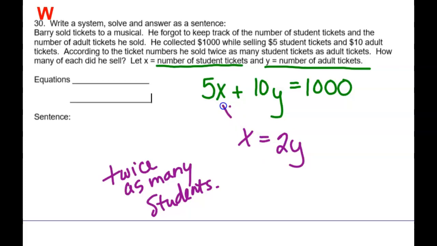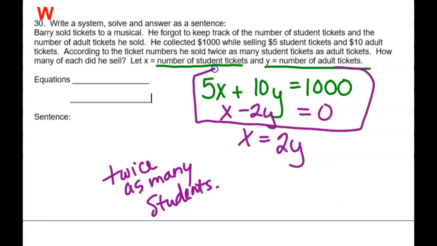Then if you wanted to use a matrix, you would have to do something like this, because it's got to be X, Y, and what it's equal to. You don't have to use a matrix. You could certainly do substitution. But you can do this and use a matrix, yes. Do 5, 10, 1,000, and then the other row, and then RREF.